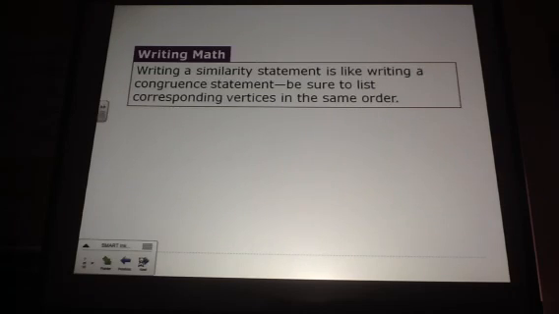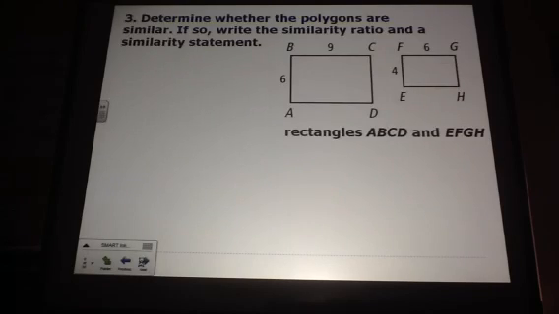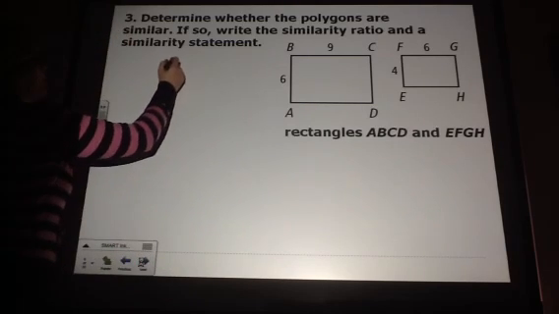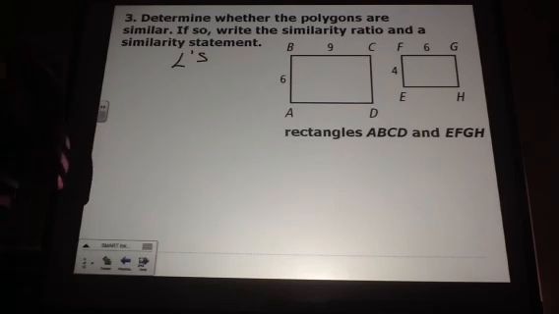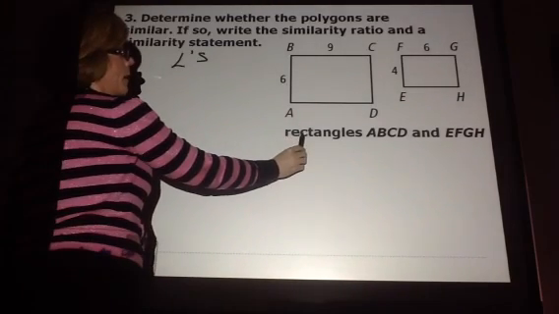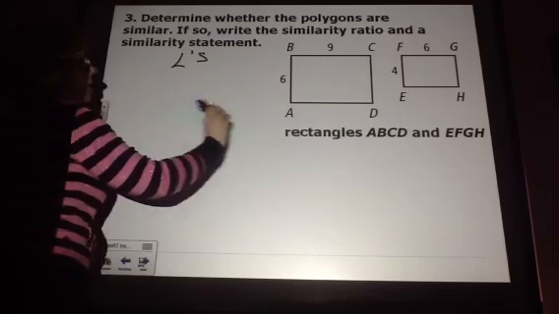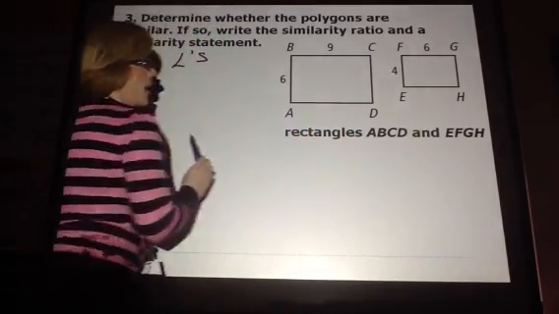Writing a similarity statement is like writing a congruency statement. Be sure to list corresponding vertices in the exact same order. Determine whether the polygons are similar. If so, write the similarity ratio and a similarity statement. Okay, well, first we're going to identify angles. Okay, so it's telling us that we have rectangle ABCD and rectangle EFGH.